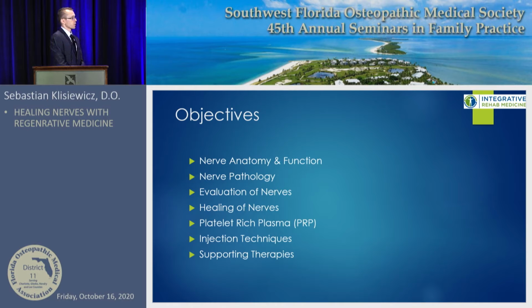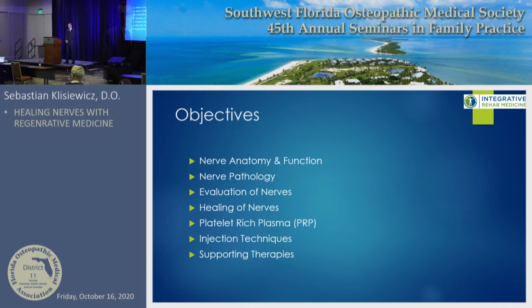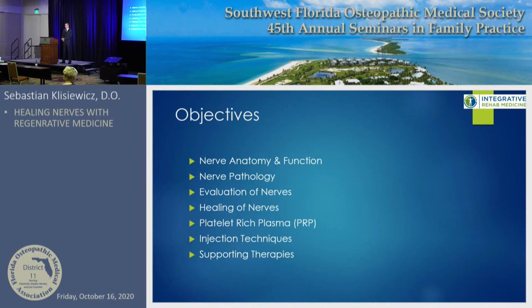We're going to be talking about a couple of things. We're going to start off with some nerve anatomy and function, discuss some pathologies, talk about evaluating the nerves, healing of the nerves, and then using things like platelet rich plasma and different injections and other supporting therapies. Honestly, each one of these objectives could be a lecture on its own. So the first part, I'm going to move through very quickly. I'm not going to spend a lot of time on different types of neuropathies and nerve damage issues. We'll just do a quick basic review.